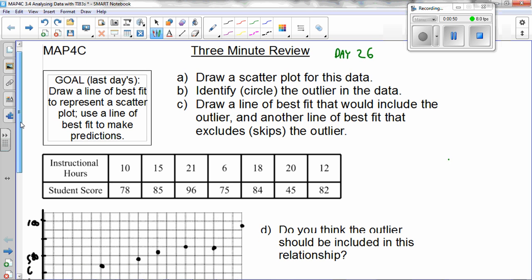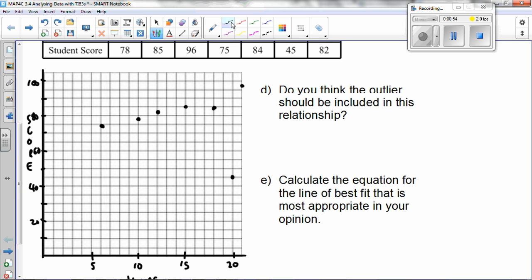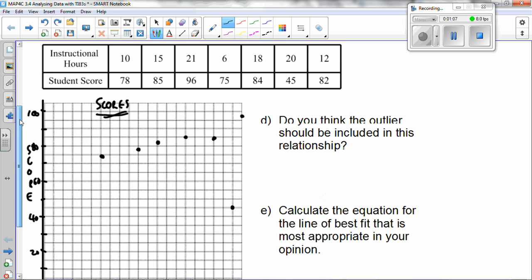It asked us to draw a scatter plot for this data, and I cheated a little bit here because it takes a little while to do a scatter plot, and we wanted to move on. Who knows what the title would be? Maybe student scores. Who knows on what? Maybe instructional hours makes me think of driver's ed. So who knows?